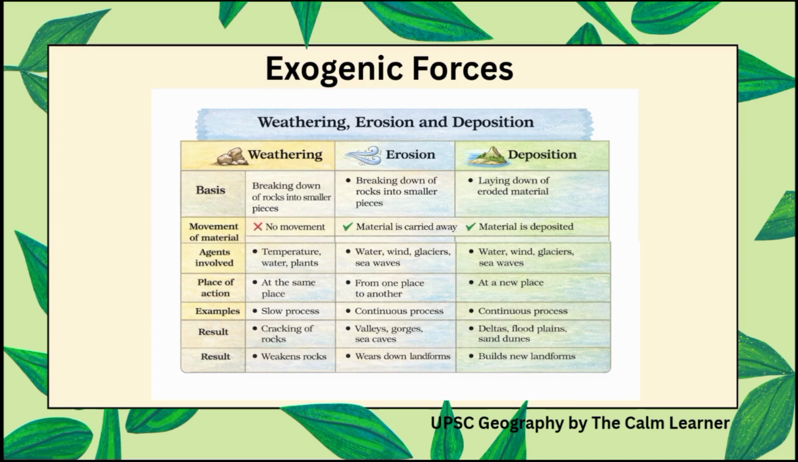Weathering is the breaking down of rocks into smaller pieces. In this process, there is no movement of material. It happens at the same place due to agents like temperature, water, and plants.